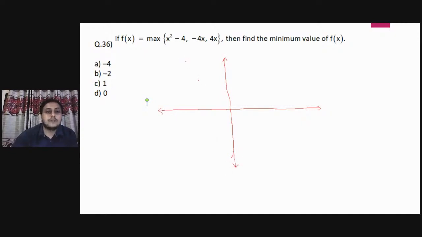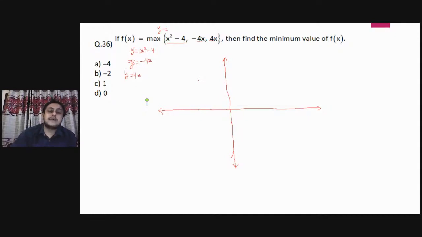So guys, the graph of this one, I have already told you all the graphs in maximum minima class, right? Only area under the curve class. So the first equation is y equals to fx equals to maximum of these three now. So this is y equals to x square minus 4. Second is y equals to minus 4x. And the third is y equals to 4x. So guys, this is y equals to x square minus 4.